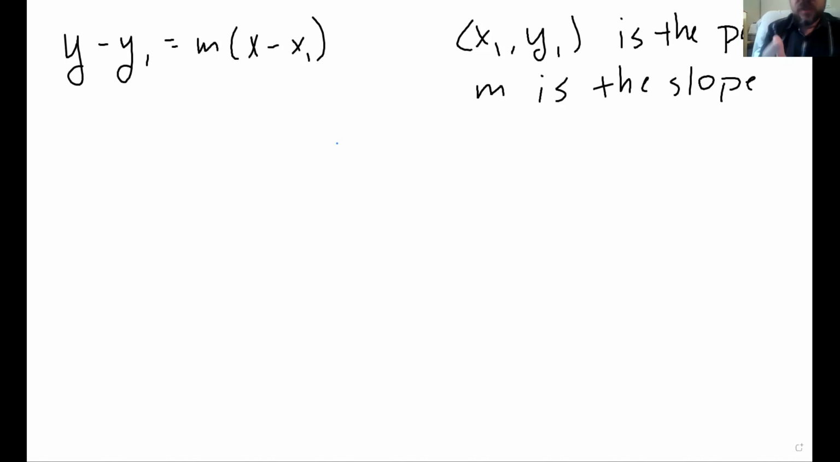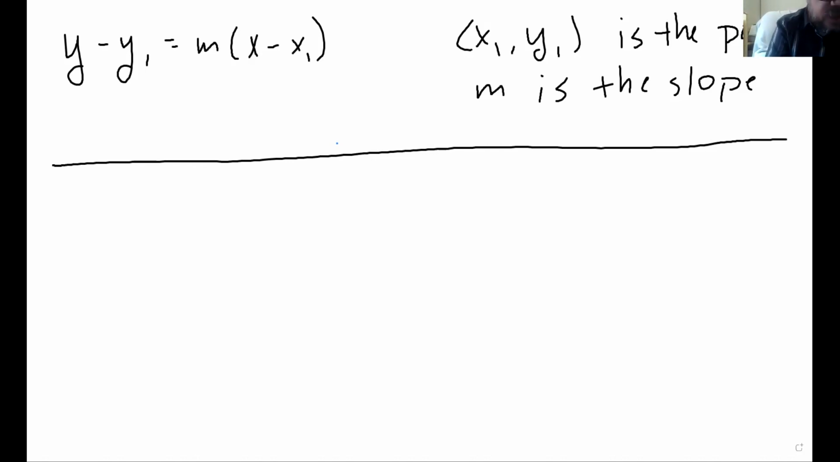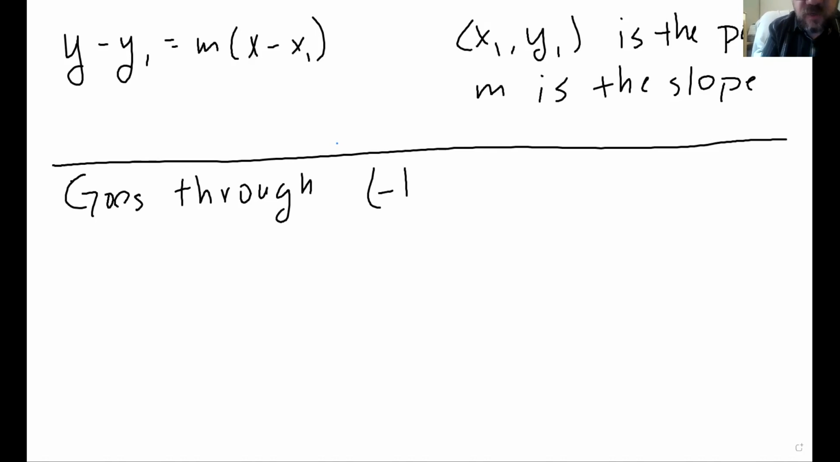So the first circumstance that we're going to do is if you have a point and a slope. We're just going to practice using point slope form. So if I want to find the equation of the line that goes through the point, let's say -1, 5, and has slope 2. Right? So I'm looking for the equation of the line that goes through -1, 5 and has a slope of 2. All right, well, you could graph that if we wanted to. That's not what I'm going to do right now, though. I'm just going to plug in everything into the formula, right?